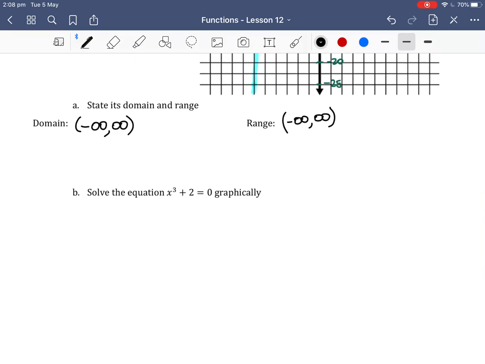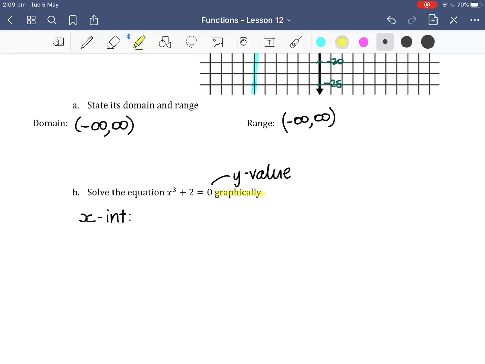Then for part B, we want to solve the equation x cubed + 2 = 0 graphically. So this is our y value. Our 0 is our y value that has been put in our function. So we want to find out what our x-intercept is. And it says solve graphically.